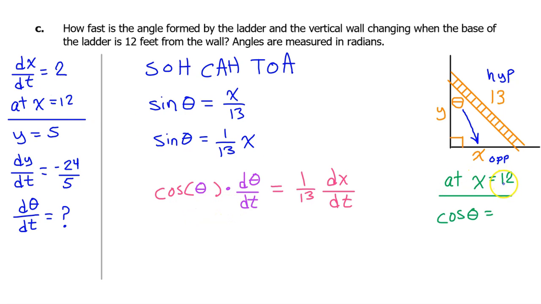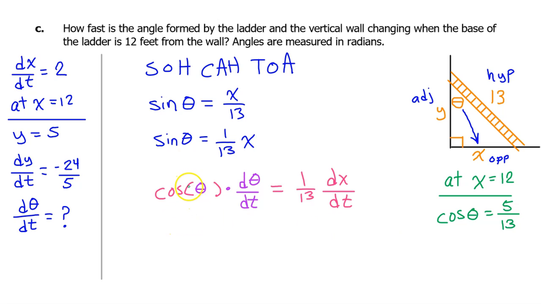At x equals 12, what is the value of cosine theta? We know cosine is adjacent over hypotenuse, and from the perspective of theta, this side is opposite, but this side, the side that's close to theta, is adjacent. So adjacent over hypotenuse is y over 13, but at x equals 12, we found that y was 5. So at x equals 12, cosine theta is equal to 5 over 13.